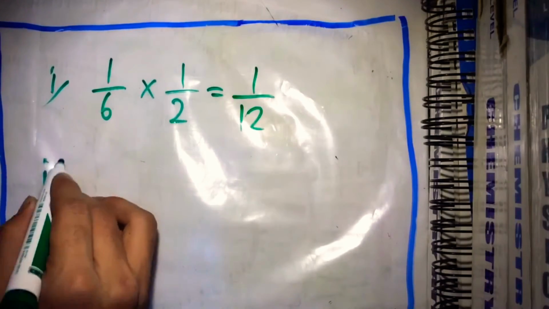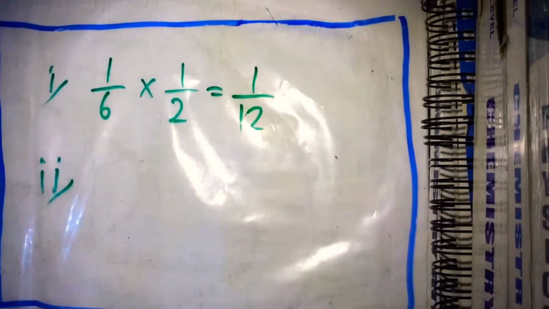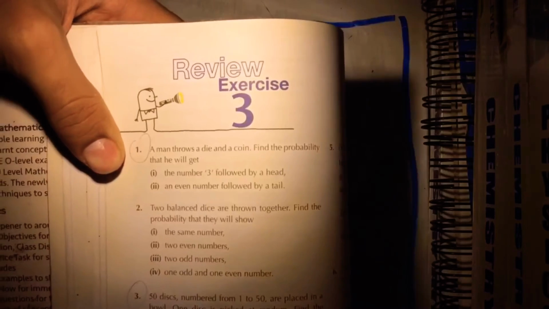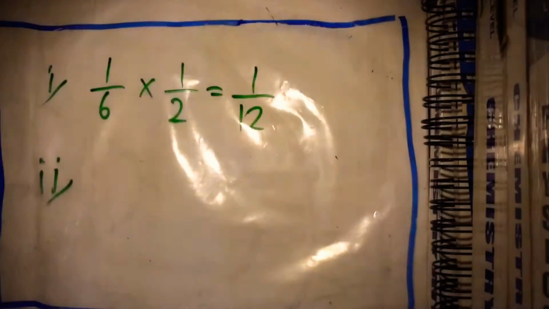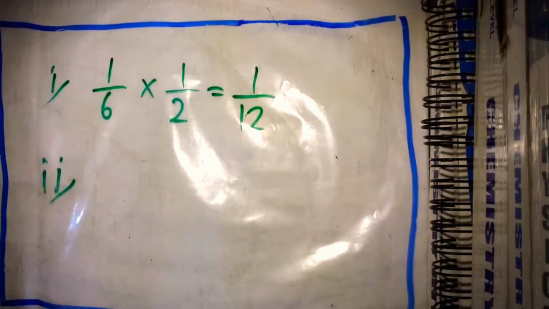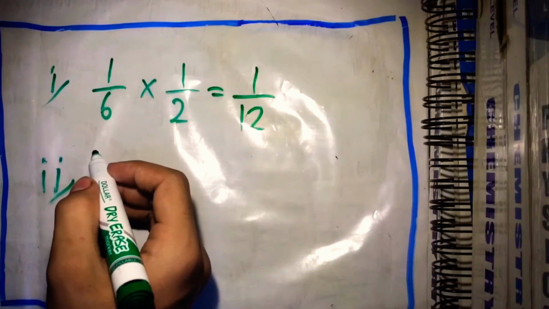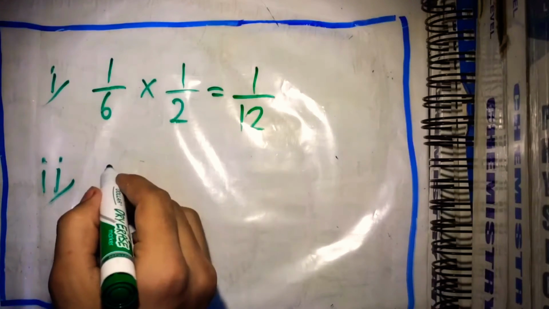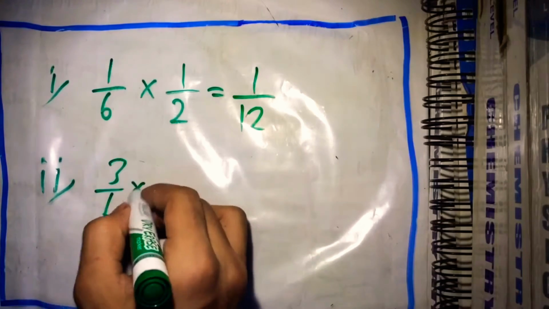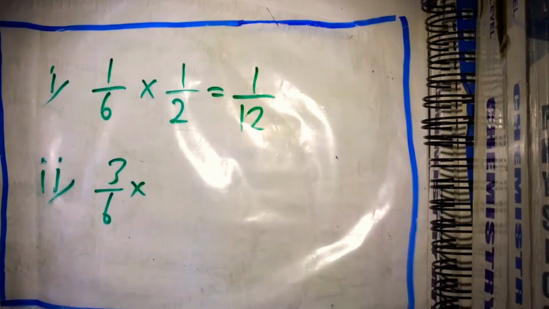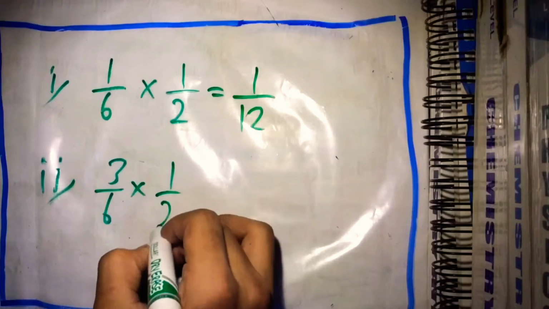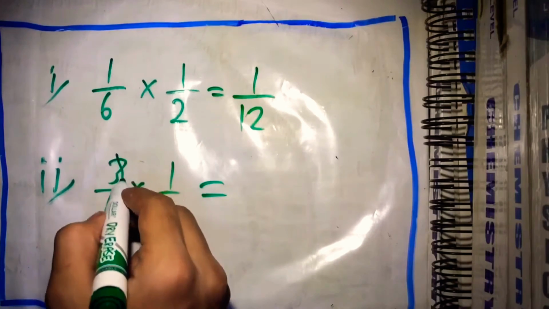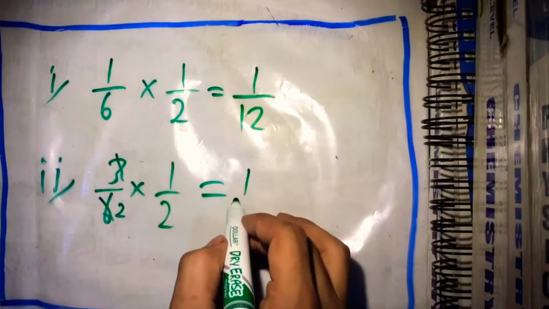For part 2, the question is an even number followed by a tail. The probability of getting an even number on the dice is 3 upon 6, as there are 3 even numbers, 2, 4 and 6. So 3 upon 6, and the probability of getting a tail on the coin is 1 upon 2. So the probability will be 1 upon 4.